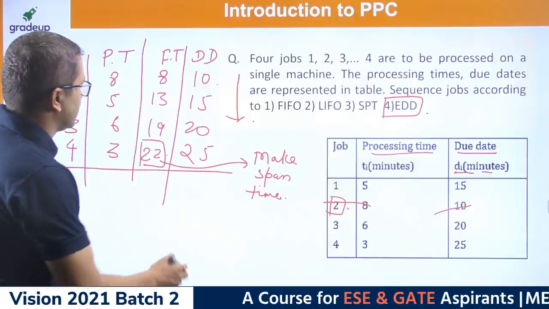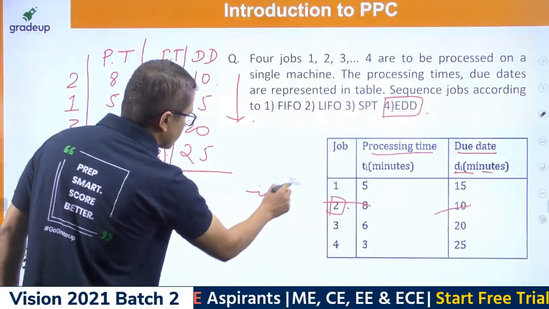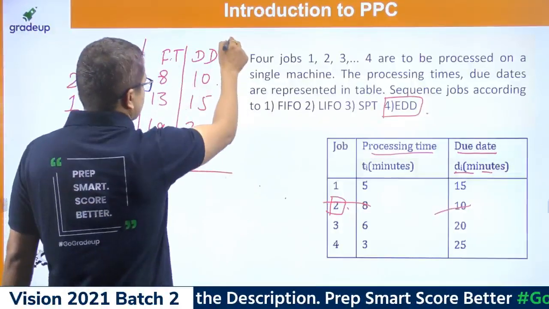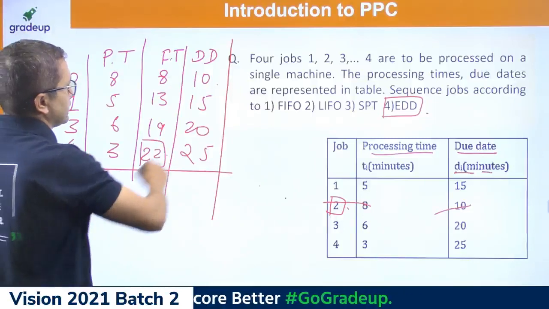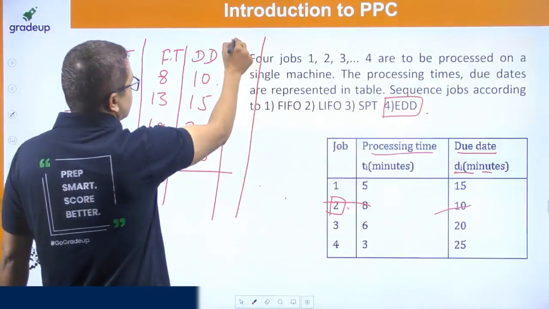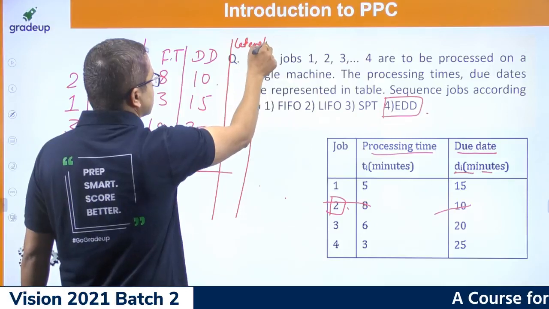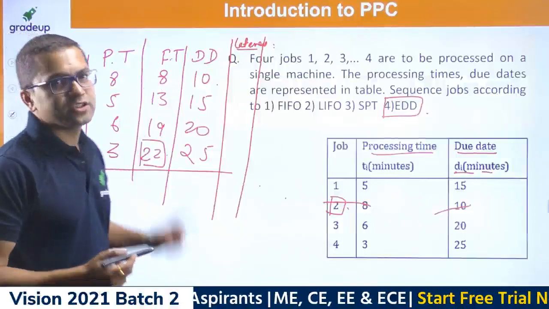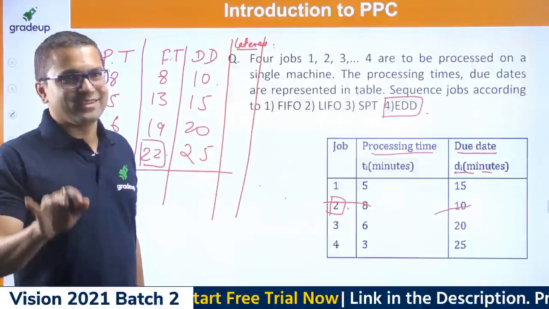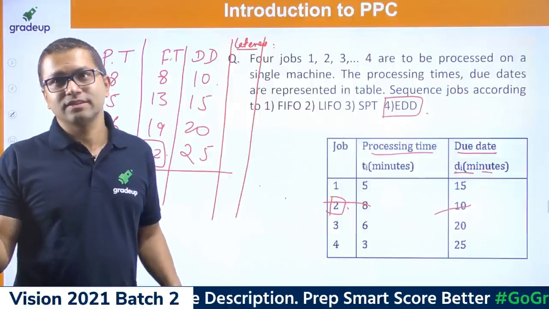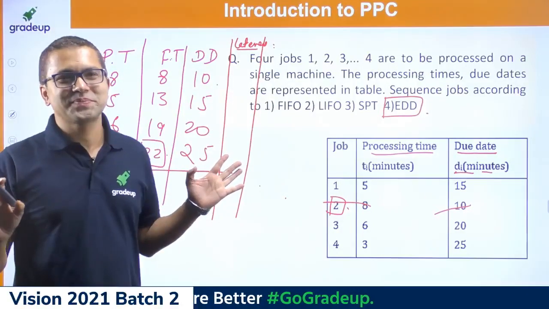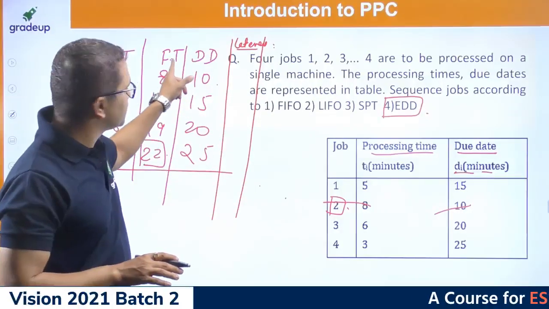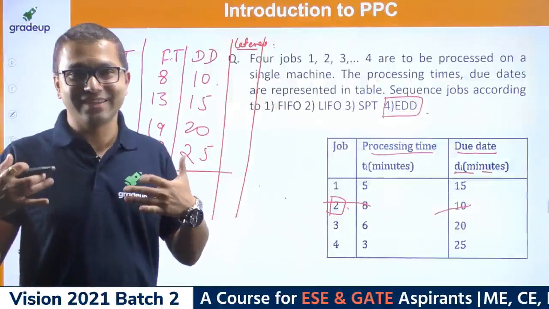Okay, so here we come, and I'm going to write lateness here. Lateness is nothing but flow time minus due date. Now, out of these two, which one is realistic and which one is just a dream or an illusion? Flow time or due date, which one of them is realistic?